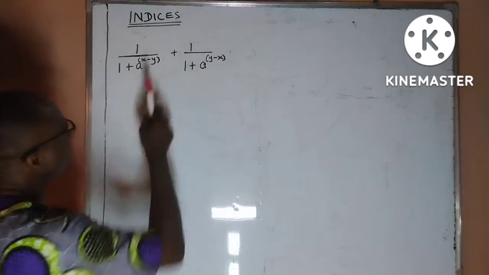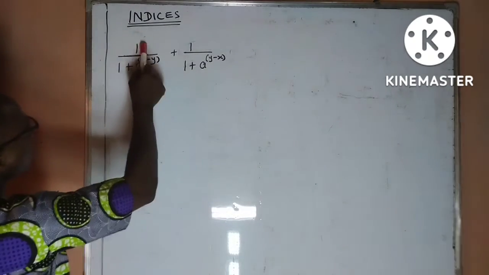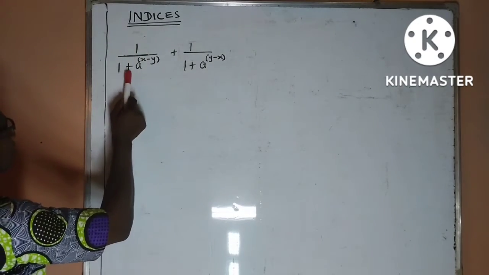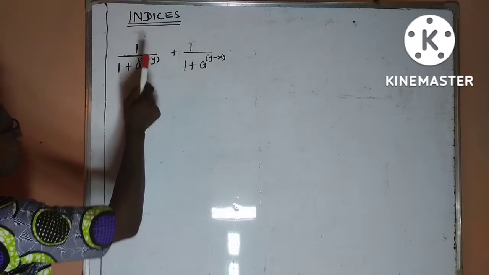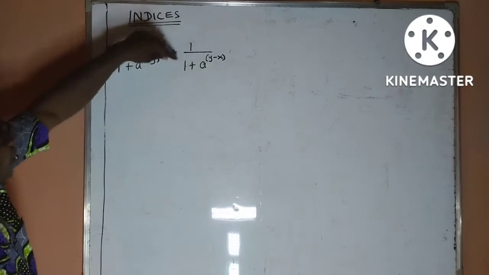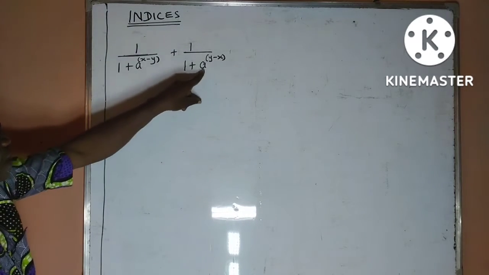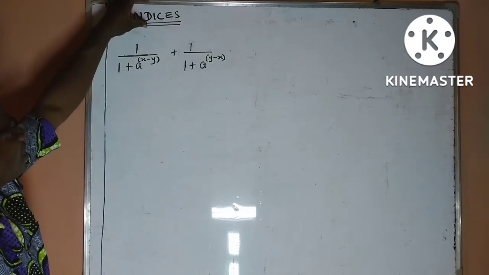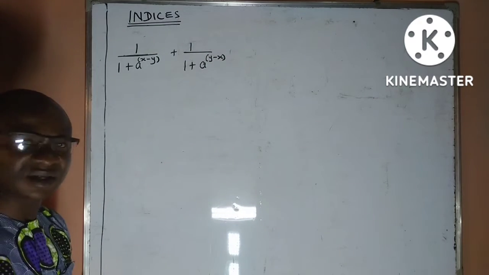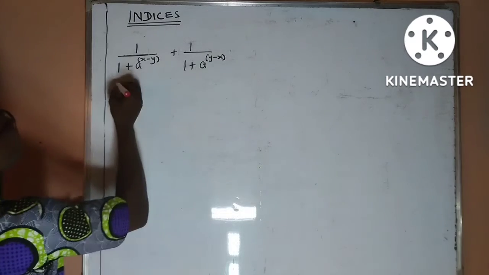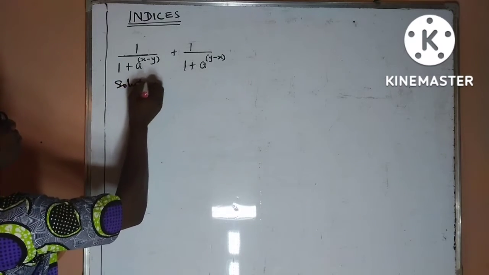Today, we shall be solving this question on the board: 1 all over 1 plus a raised to the power x minus y, plus 1 all over 1 plus a raised to the power y minus 1. The topic is indices. So let's begin. I have the solution.